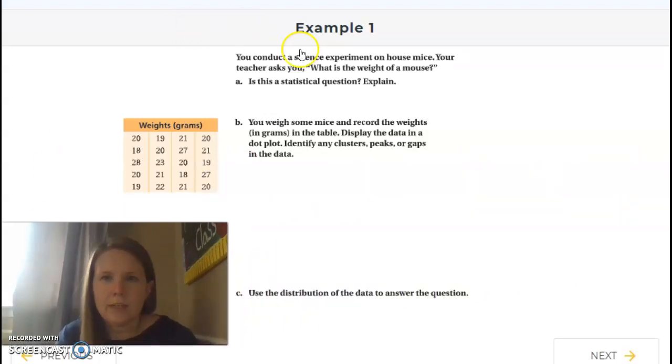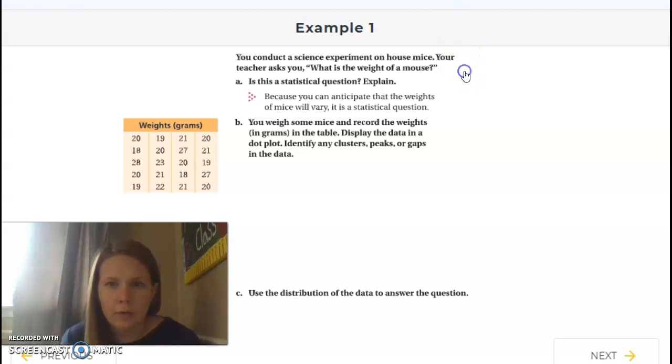With our notes here, I'm going to move myself a little bit so it's easier to see. Example number 1 says, you conduct a science experiment on house mice. Your teacher asks you, what is the weight of a mouse? And here's your first question. Is this a statistical question? Okay, so let's think about this. You know about your statistics. Because you can anticipate the weights of mice will vary, it is a statistical question.